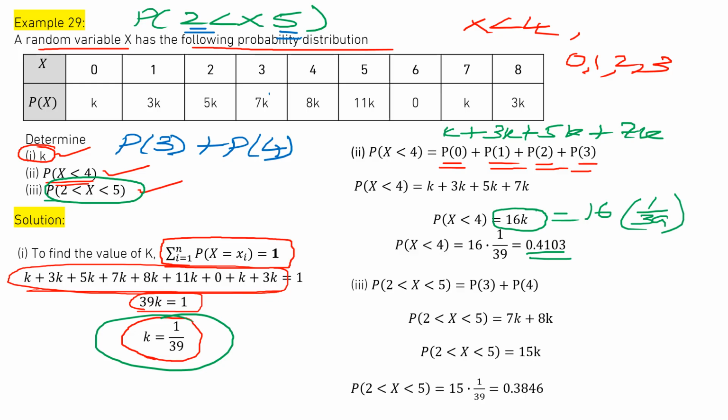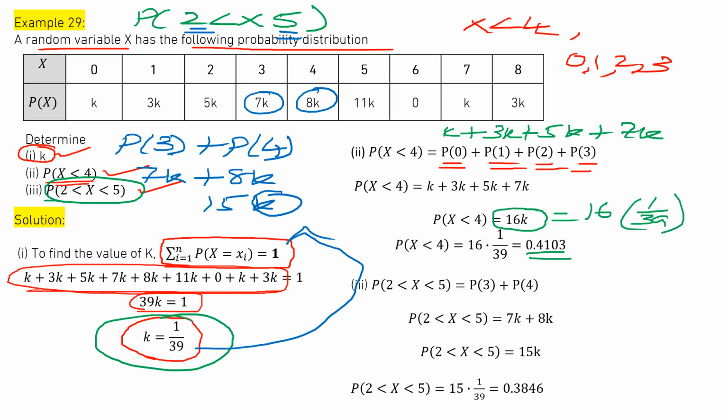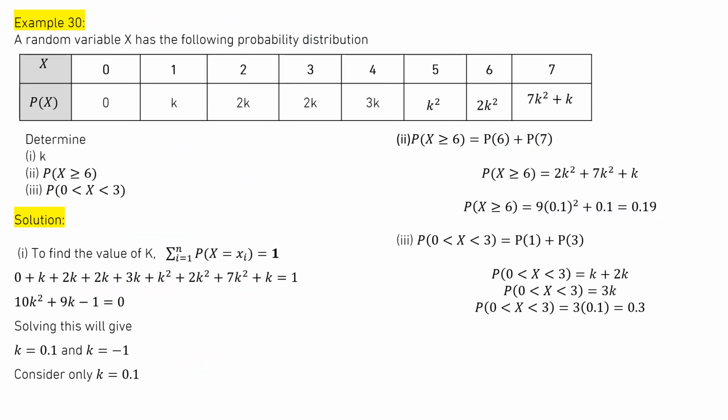What is P of 3? 7k. Plus what is P of 4? 8k. So 8k plus 7k will give you 15k. What is the k value? 1 by 39. So 15 times 1 by 39. If you simplify, you will get 0.3846. Let us see one more question.